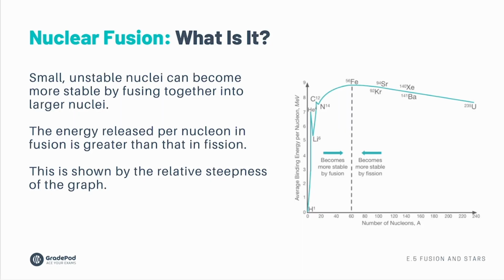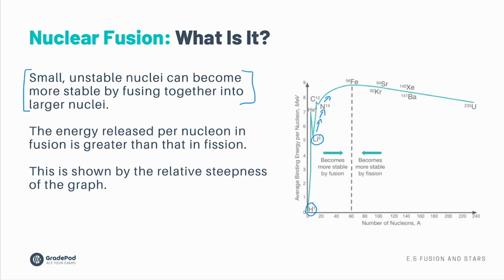Well, it's helpful to know what fusion actually is, and the very small, easy to learn definition of fusion is that small unstable nuclei can become more stable by fusing together into larger nuclei. When we're looking at very small nuclei, we're looking at things like hydrogen, helium, lithium, and these all sit very low down on the average binding energy per nucleon scale. And they become more stable by fusing together and climbing up this curve.